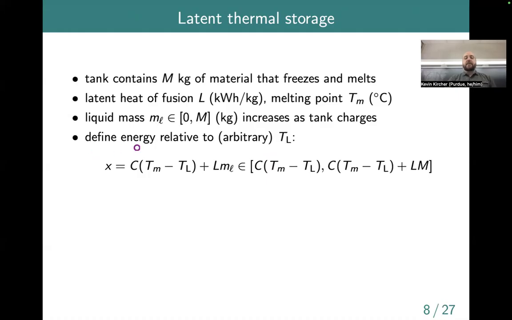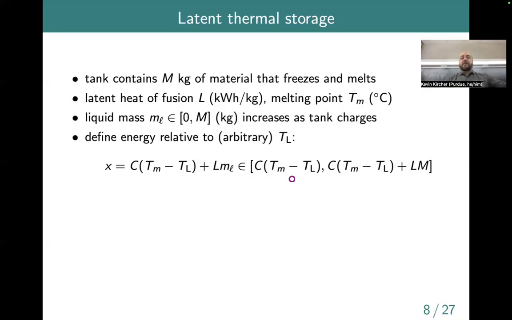And then again, we define the energy relative to some arbitrary zero point temperature, or a datum of temperature. So we define that as C times (Tm minus TL). This is a little bit of a weird definition, and I will explain in a little bit why we choose this particular definition. But you can think of TL being below the melting point. So this would be the energy required to raise the temperature of the storage material up to the melting point. So it's solid, and you have to add energy to raise its temperature until the melting point. And then the additional amount of energy stored would be L, the latent heat of fusion, times ML, the mass of melted liquid.